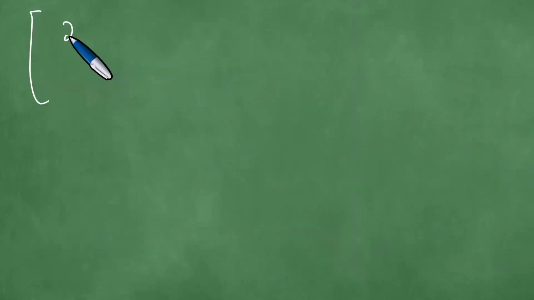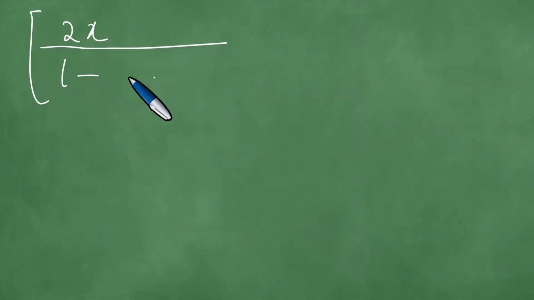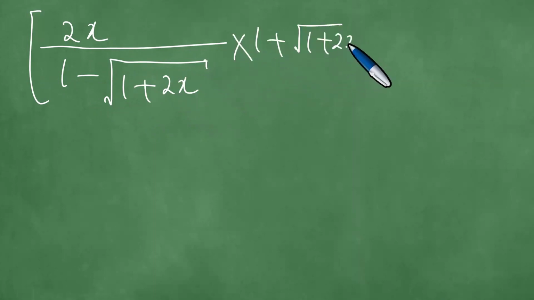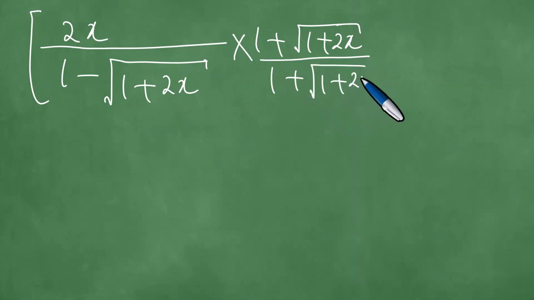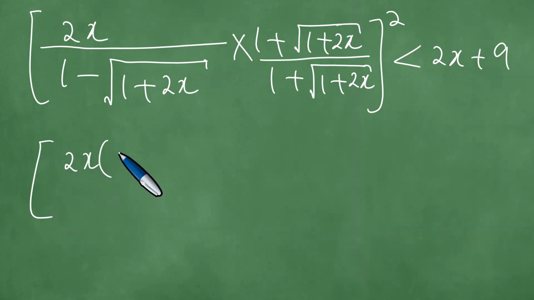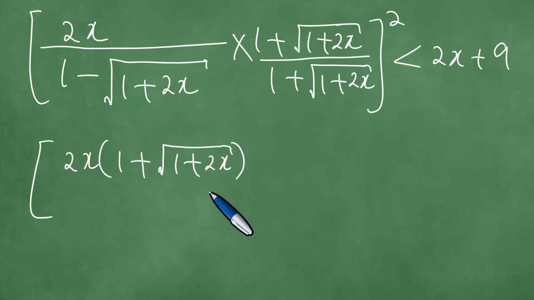We say we have twice x divided by 1 minus the square root of 1 plus twice x, and we multiply by 1 plus the square root of 1 plus twice x, and we divide by 1 plus the square root of 1 plus twice x. We square the left, and the left-hand side is less than 2x plus 9. Now, at this point, we have 2x into 1 plus the square root of 1 plus 2x, and we close like this.